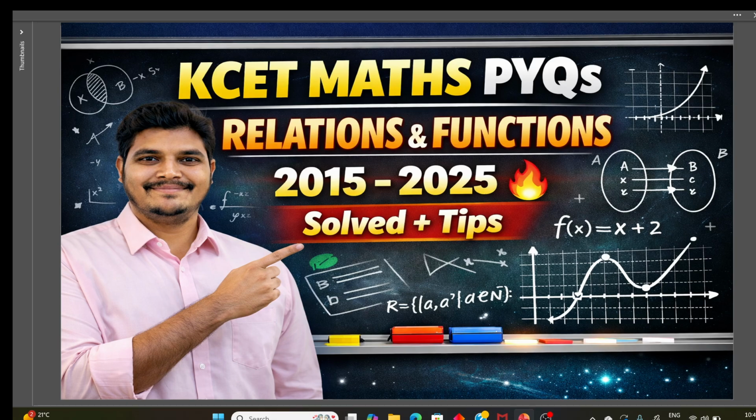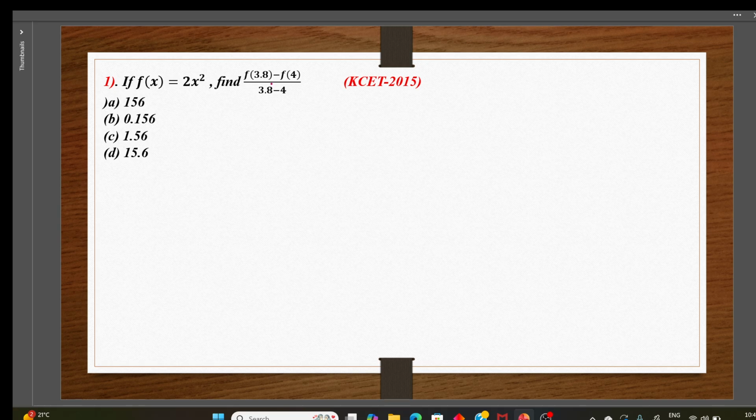So in this section, the first question is, listen: if f of x is equal to 2x square, find f of 3.8 minus f of 4 by 3.8 minus 4. This question is from KCET 2015.